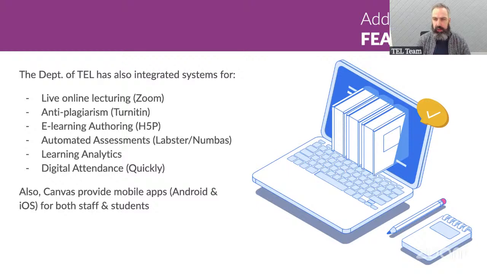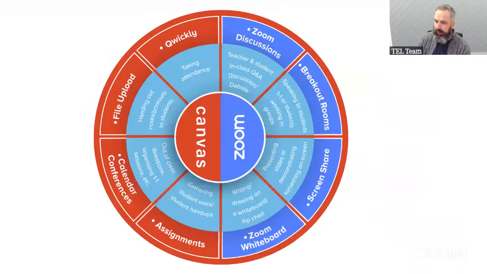There are a number of automated assessment tools, notably Labster and Numbas. They're probably more discipline specific. So if you're working maybe in computer science or maths or some kind of lab course, you might be using those. If not, and they're not familiar to you, then don't worry about that. As I mentioned, the learning analytics are integrated into Canvas. And then for digital attendance, we have a tool called Quickly. So yeah, there's a number of various integrations that we have, but really the core of our digital learning ecosystem here revolves around Canvas and Zoom.